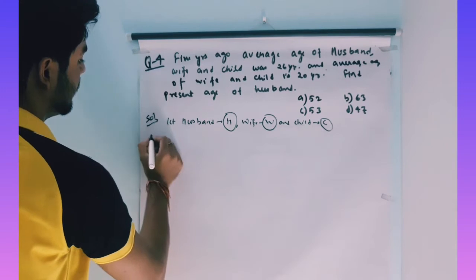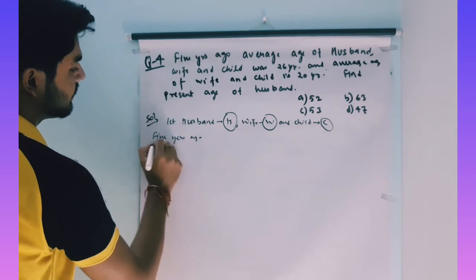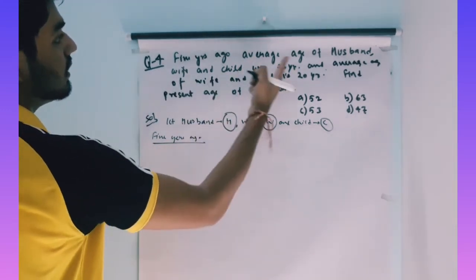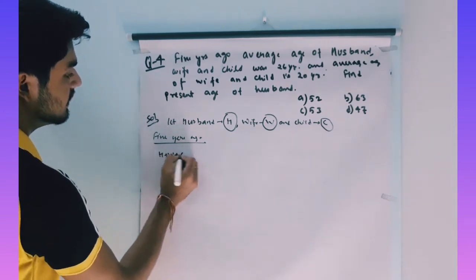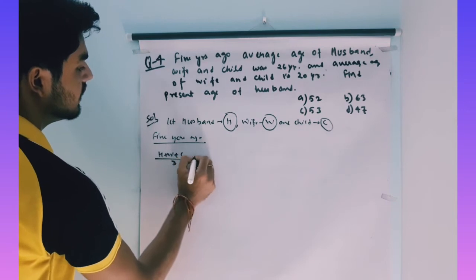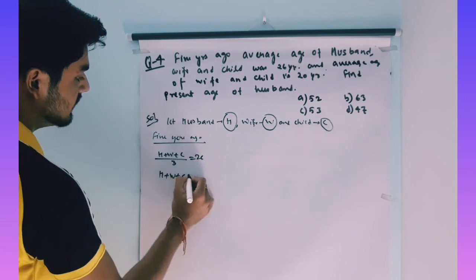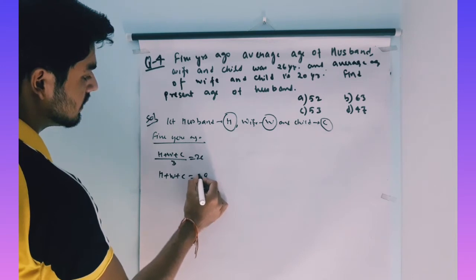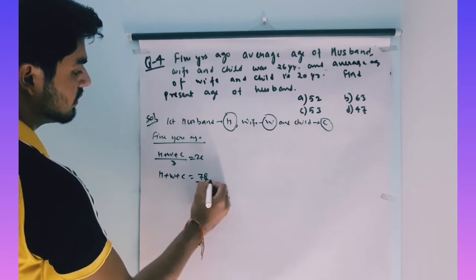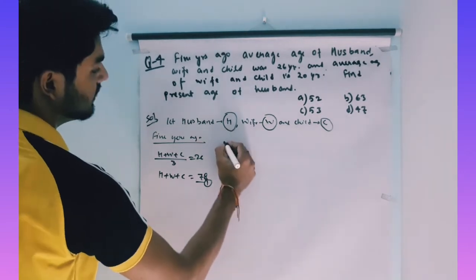Now write the condition of 5 years ago. The first condition is the average of husband, wife and child. That average, H plus W plus C divided by 3, is given as 26. We get H plus W plus C is equal to 78, equation 1.